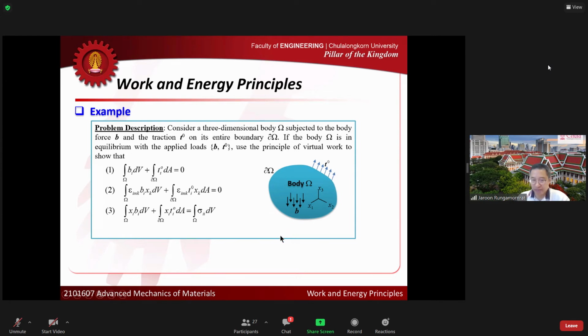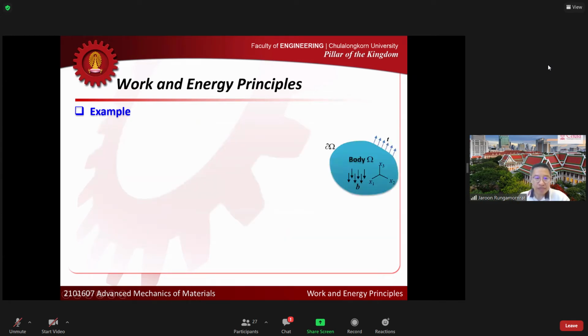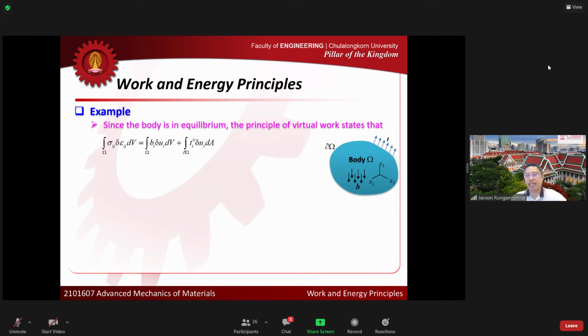How can I do that? Since the body is in equilibrium, the principle of virtual work implies that this equation is satisfied, because the body here is in equilibrium. So this virtual work equation is satisfied for every choice of admissible virtual displacement. This is satisfied for all admissible choices.